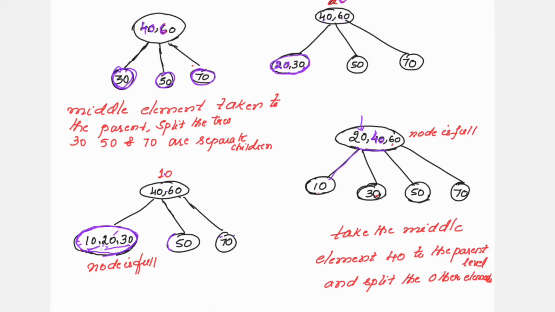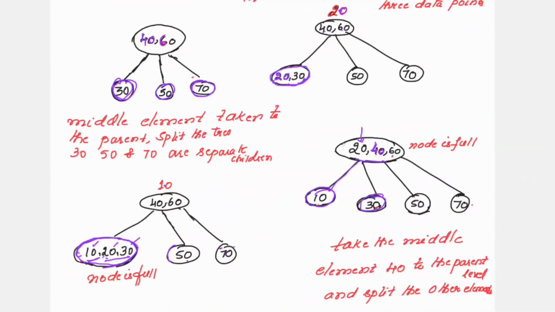And then you have this 10 and 30. You need to separate it out. So you have separated out 10 and 30. The remaining 50 and 70 you keep it as it is. Next is, at this point what you are observing is this node is having three data elements. So now you cannot keep three data elements.